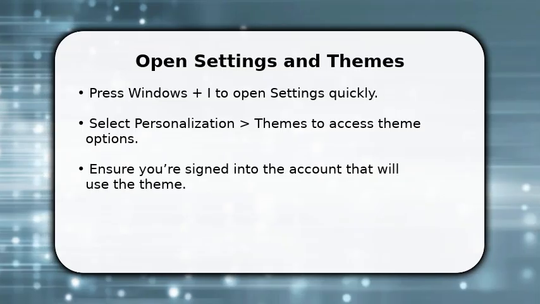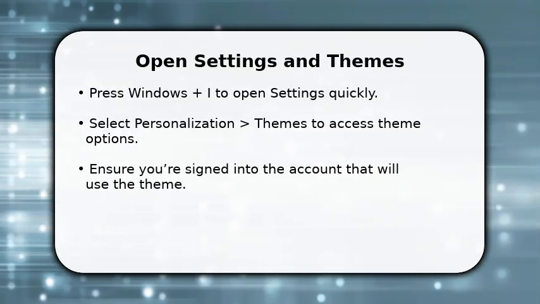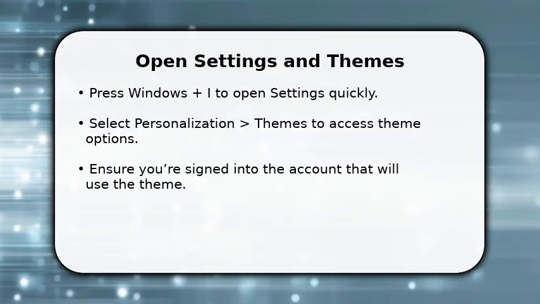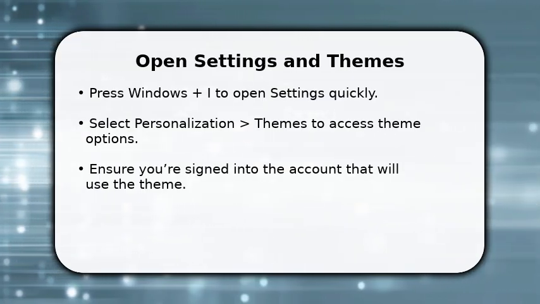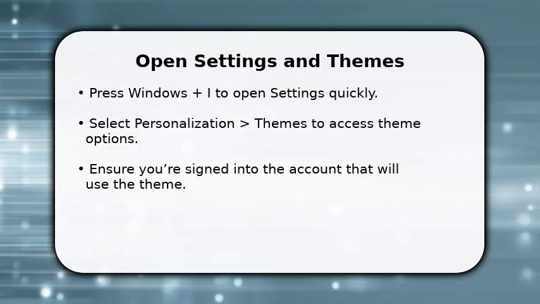You start by opening Settings with Windows plus I. This gets you straight into the system controls. Once done, choose Personalization, then Themes so you land on the Theme Gallery and Active Theme Settings.